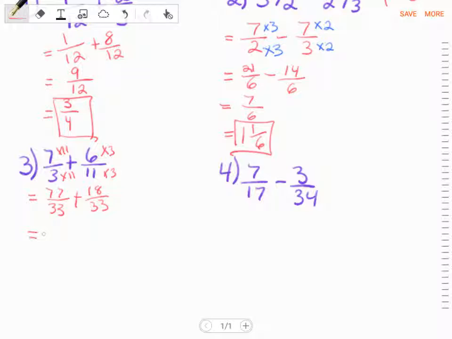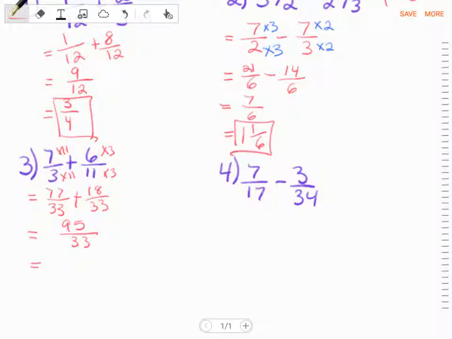Now I'm going to add these together. 77 plus 18 would have given us, let's think, 87. I'm going to go up to 95. That sounds about right to me. Let me double check that really quick before I keep going so I'm not doing anything wrong. Yep, okay, 95.